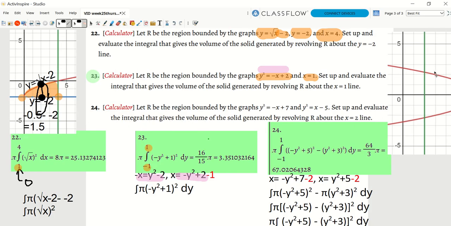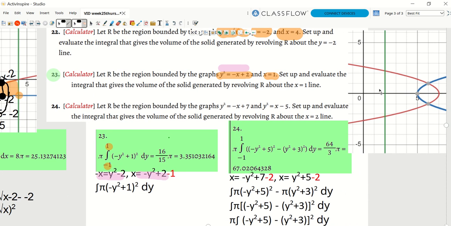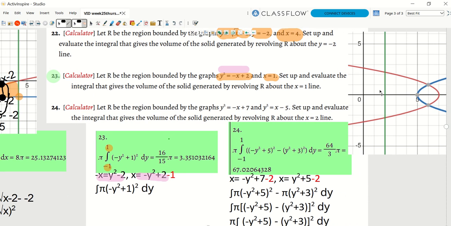Okay, boom, and let's move everything to the right to create space. Now, we basically have this pink that we want to rotate around the green line. All right, so we got that pink we want to rotate around the green line.